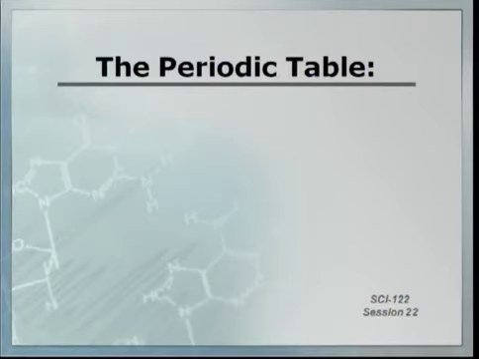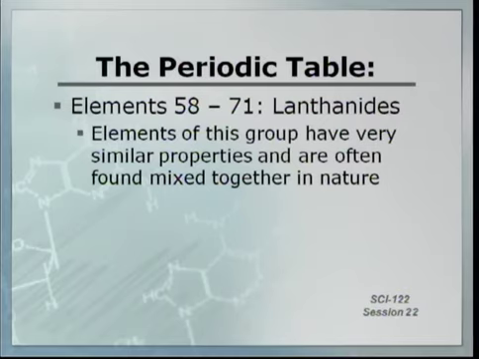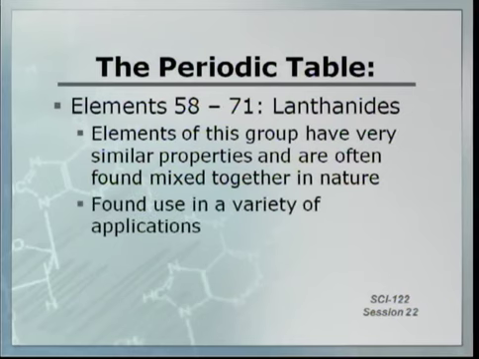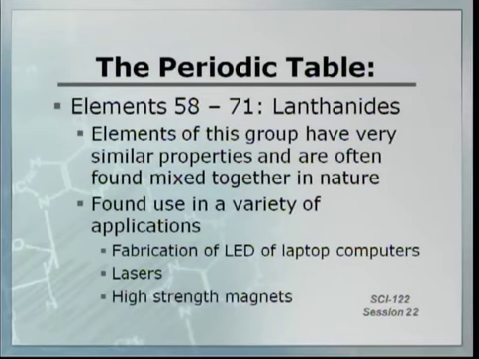And then there are two others that are kind of a little bit out of the way in terms of being grouped together. These are not in a column, but rather they're in a row at the bottom of the periodic table. These are called the lanthanides. They're elements 58 to 71. Okay, and elements of this group have very similar properties and are often found mixed together in nature. They're very difficult to separate. But nowadays we want to separate them because they are used in a variety of different applications. For example, fabrication of LEDs for laptop computers, lasers, high-strength magnets, as well as glass coloring agents, and so on and so forth.